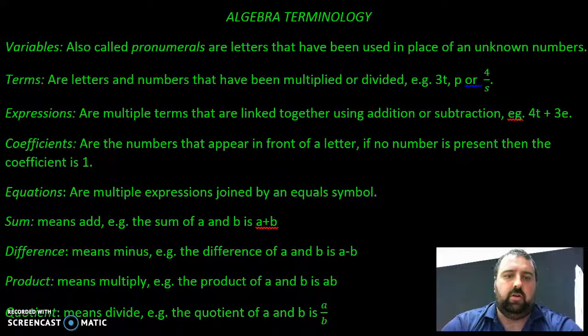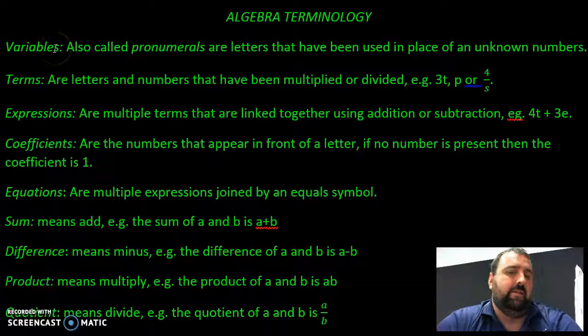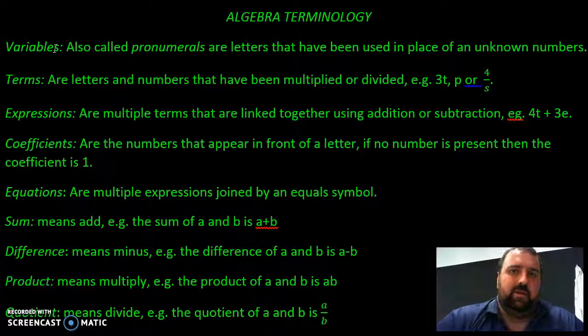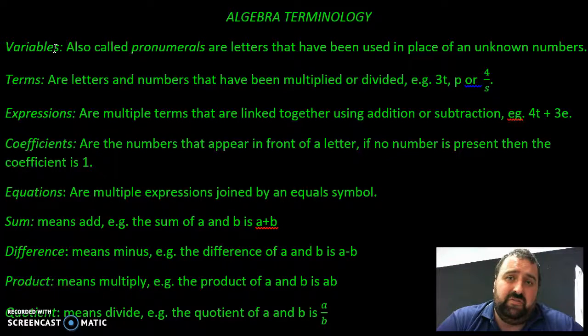Okay guys, so we're going to go through a couple of terms that we're going to use through algebra. So the first one, variables. A variable, also known as a pronumeral, is basically any letter that we use in place of a number that either we don't know, we're going to figure out, we haven't been told yet, that sort of thing.